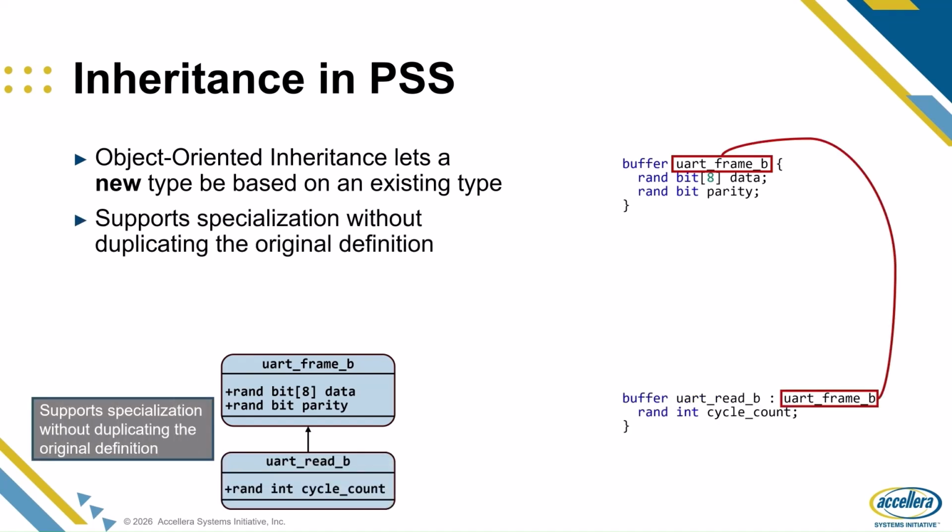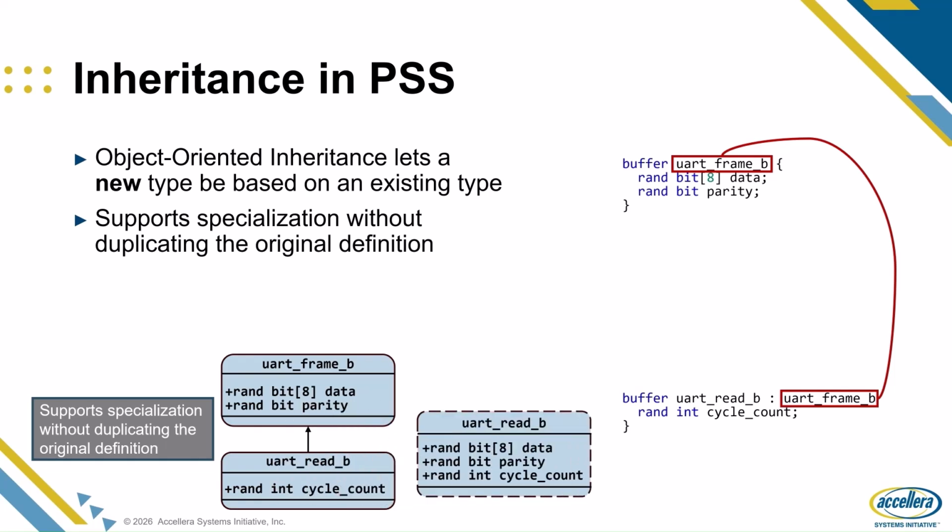Now we want a variant for read operations that also tracks timing. We declare a UART read buffer, extending the UART frame buffer and adding a rand cycle count field. So UART read buffer inherits the data and parity from its parent and adds the cycle count field. Inheritance gives us specialization without duplication, so if we later modify the UART frame buffer, the UART read buffer picks up those changes automatically. In effect, we're declaring a new UART read buffer type that includes all three fields, data and parity from the base type, plus its own cycle count. This is standard single inheritance semantics.